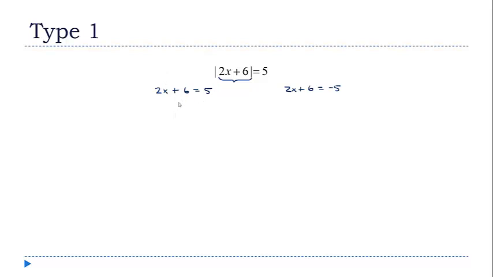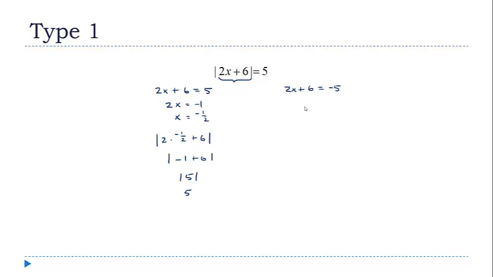On the left-hand side here, I'm going to subtract 6 from both sides. That makes this 2x equals negative 1. And if I divide both sides by 2, this becomes x equals negative 1/2. And you can check this. If you stick this in for x, this becomes the absolute value of 2 times negative 1/2 plus 6. That's equal to negative 1 plus 6. That's the absolute value of 5, which does simplify to 5.